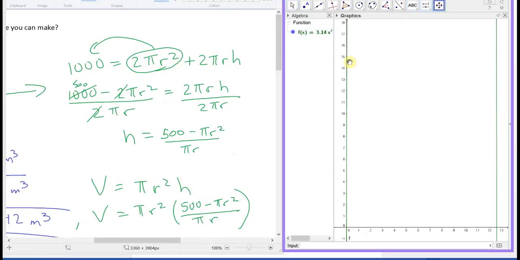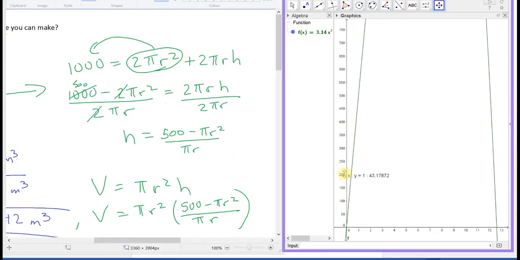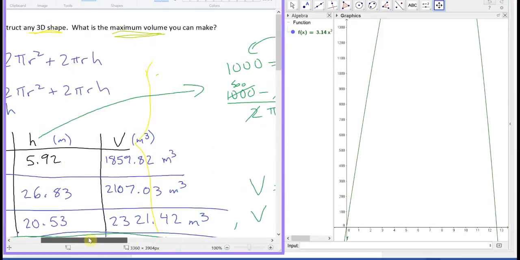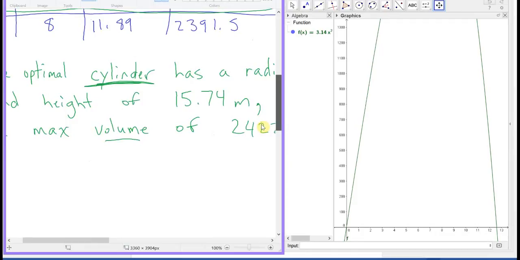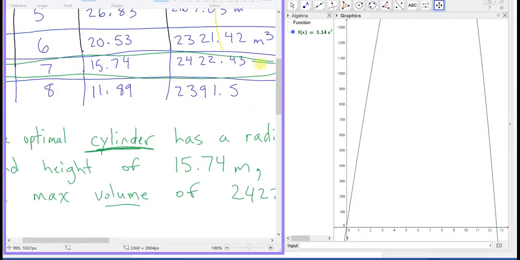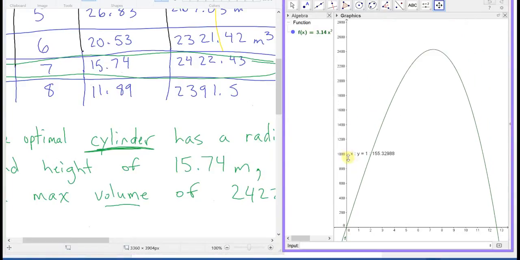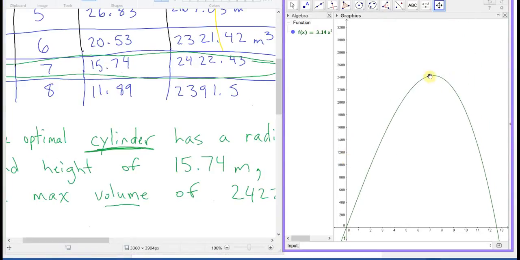We're trying to see the shape of this graph. We're trying to figure out what the maximum volume is. And we knew from what we did over here that the maximum volume is about 2,400. And I'm at about 1,200, so I have quite a bit more to go. There we go. There it is. There's the maximum value. It's right around here.